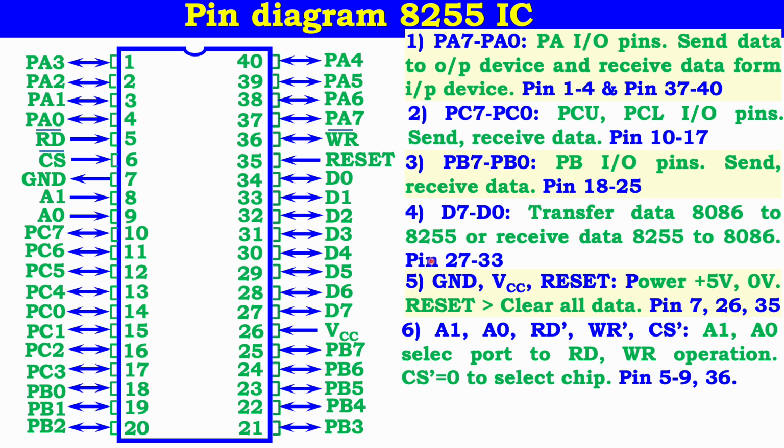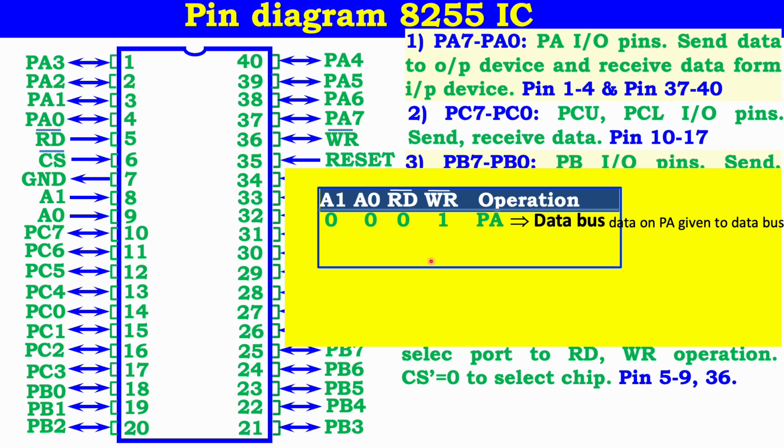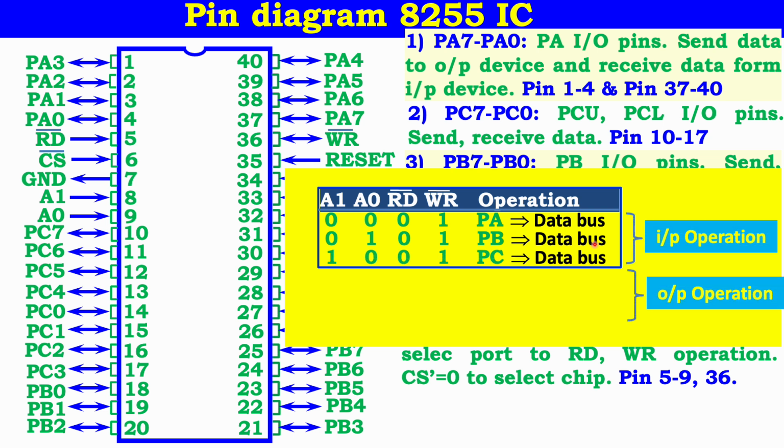Now let us see the detailed read and write operation during the selection of ports. We select port A by selecting 00. By selecting A1 as 0 and A0 as 1, we select port B. The data on port A will be transferred to the data bus. The same thing happens for port B: the data on port B is transferred to the data bus, and likewise for port C. This operation is used as an input operation. Similarly, you can use all the ports as output.